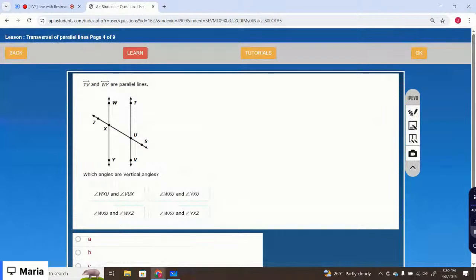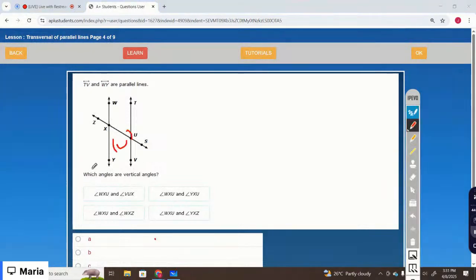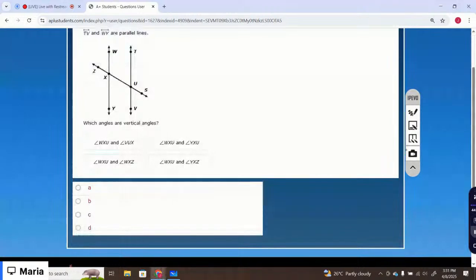P, V, and W, Y are parallel lines. Which angles are vertical angles? Okay, W, X, U, and V, U, X. Option number 1 is the correct option.